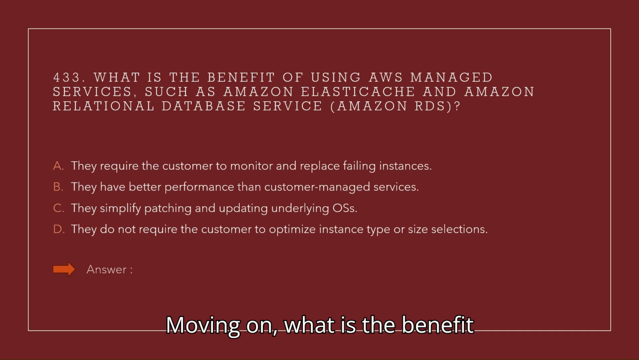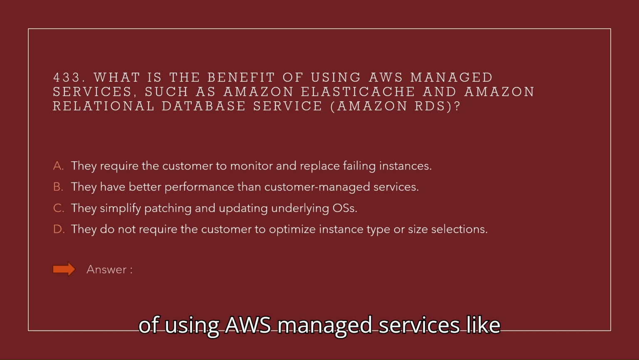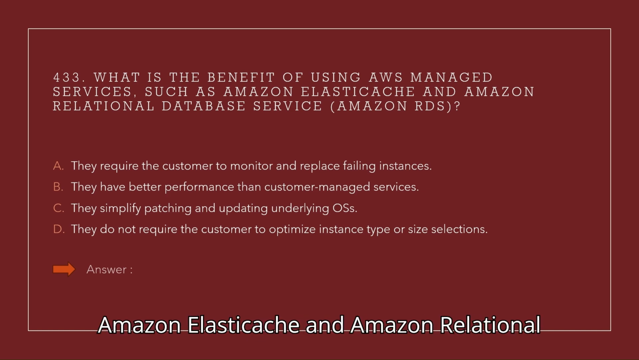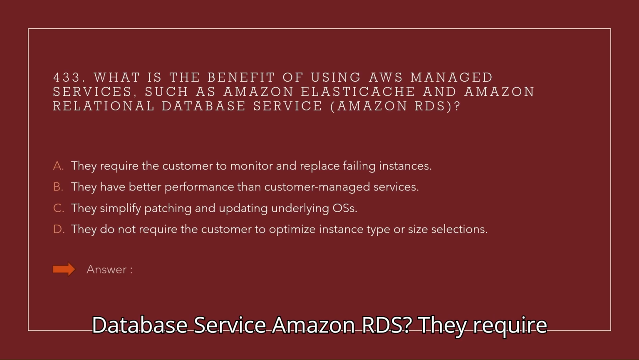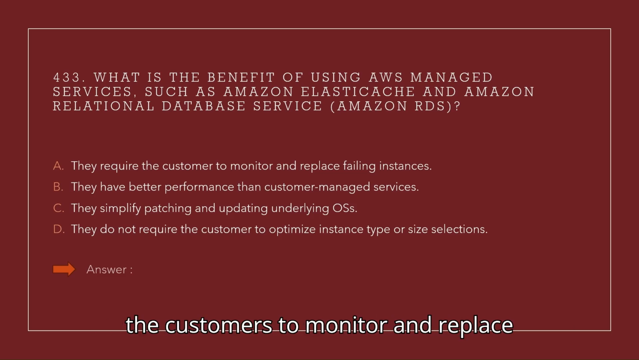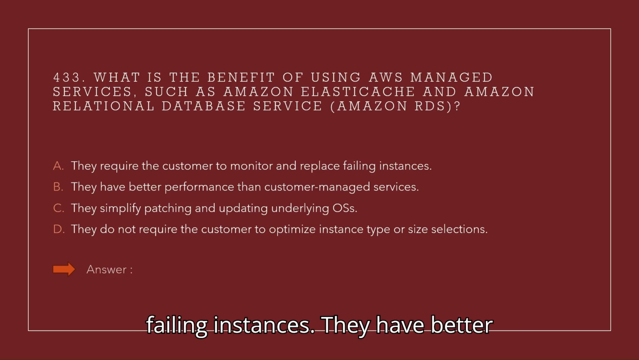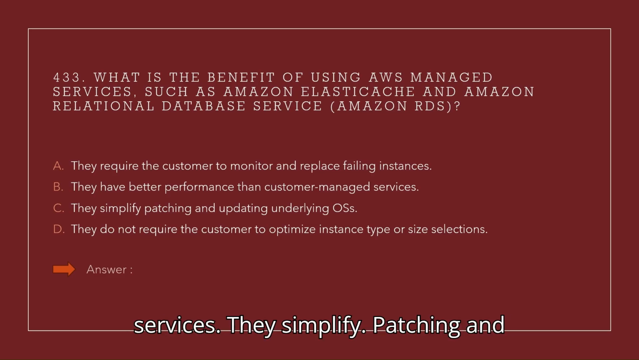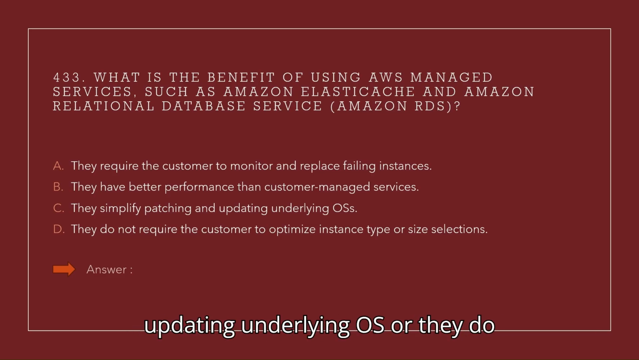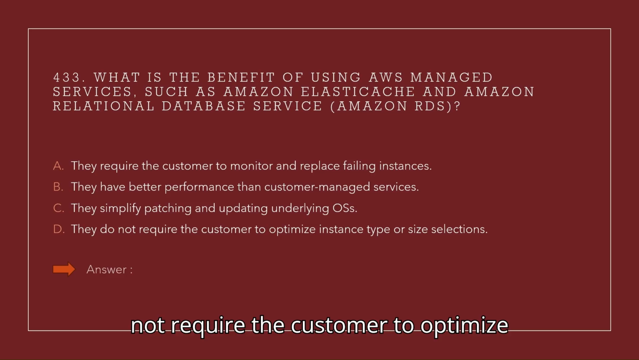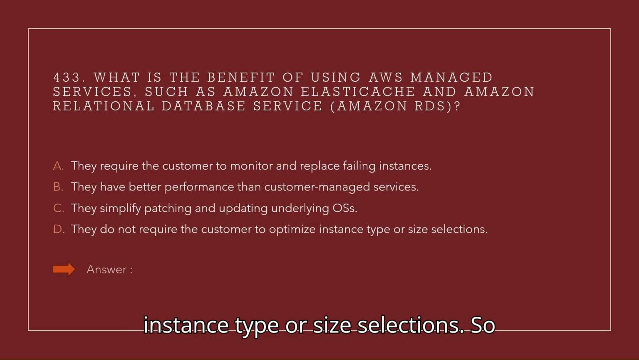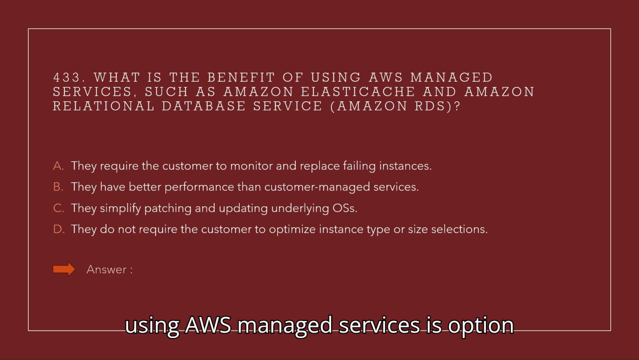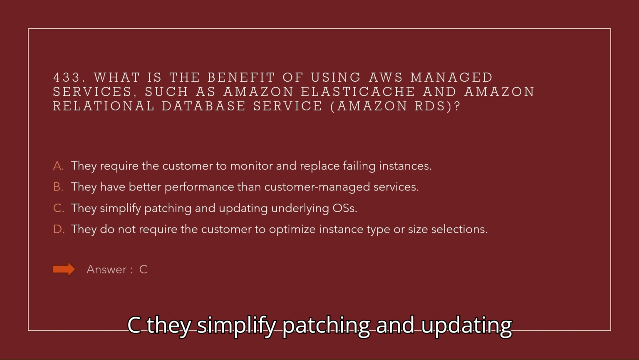Moving on. What is the benefit of using AWS managed services like Amazon ElastiCache and Amazon Relational Database Service, Amazon RDS? They require the customers to monitor and replace failing instances. They have better performance than customer managed services. They simplify patching and updating underlying OS, or they do not require the customer to optimize instance type or size selections. So, the main benefit of using AWS managed services is option C. They simplify patching and updating underlying OS.